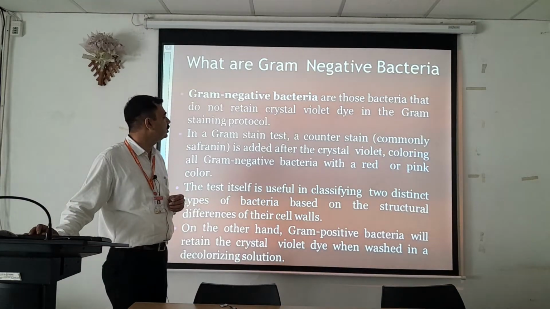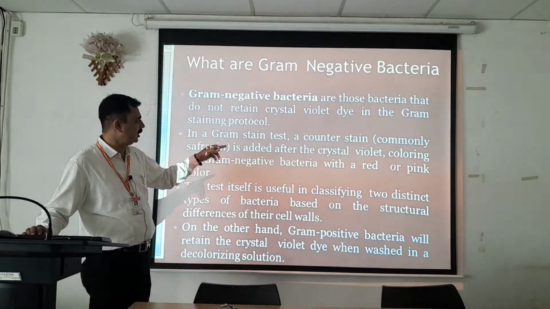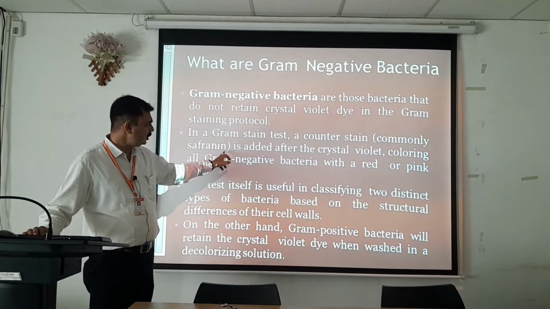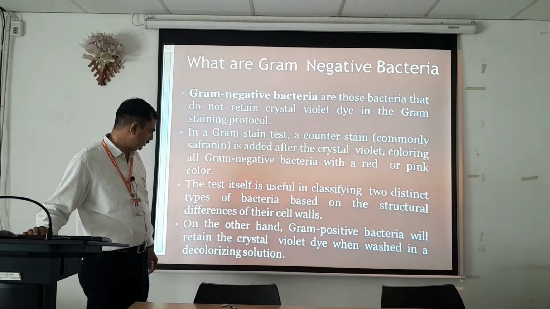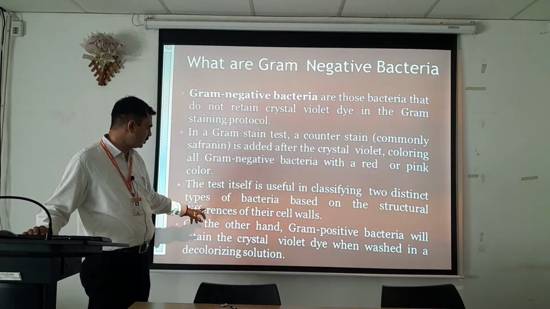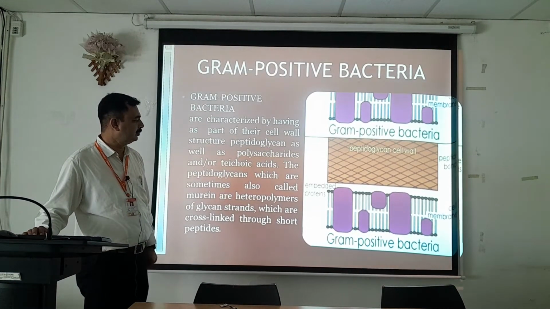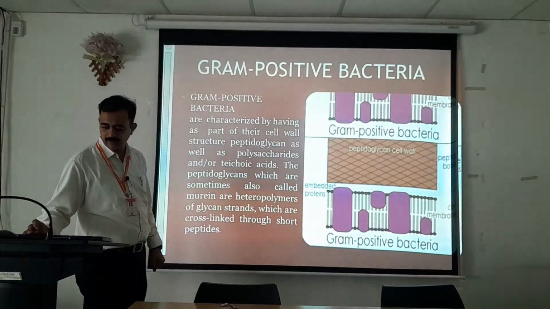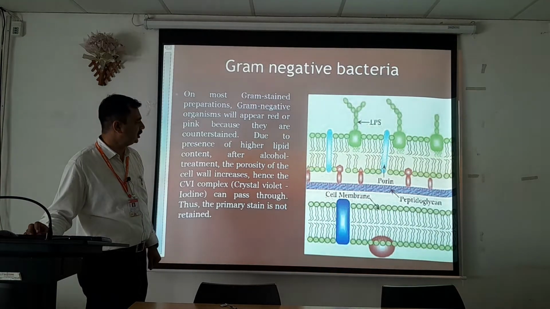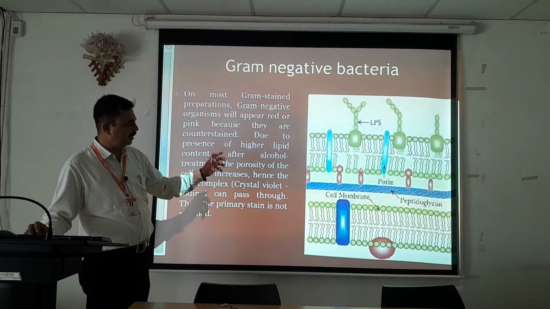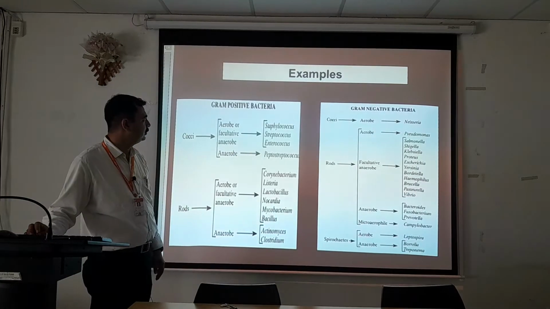Now gram negative bacteria do not retain crystal violet dye in gram staining protocols. In the gram staining test, a counter stain safranin is added after the crystal violet, and gram negative bacteria will appear red or pink. The test itself is useful in classifying two distinct types of bacteria based on structural differentiation of the cell wall. ये देखो, ये ग्राम पॉजिटिव और ग्राम नेगेटिव में इस प्रकार से. See this, in terms of gram negative bacteria, see the layers of the LPS, or lipopolysaccharide, which has been present over here.